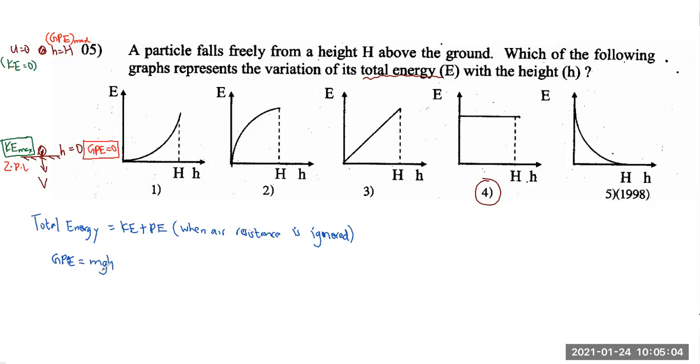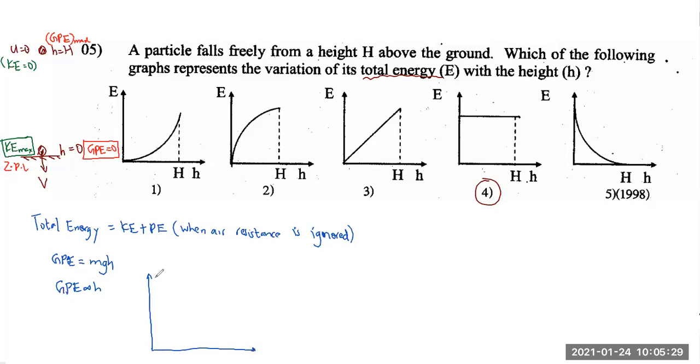Gravitational potential energy is equal to mgh, and we can say that gravitational potential energy is directly proportional to h. Hope you can understand this, because m and g are constants. Mass and gravitational acceleration are constant. Therefore, gravitational potential energy is proportional to h. And if you plot the graph for gravitational potential energy, your graph will be like this.